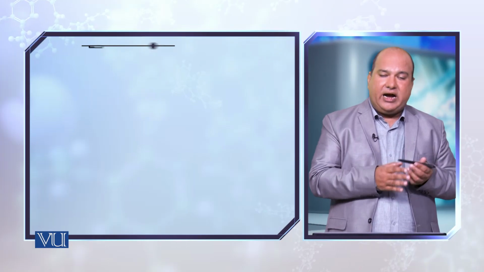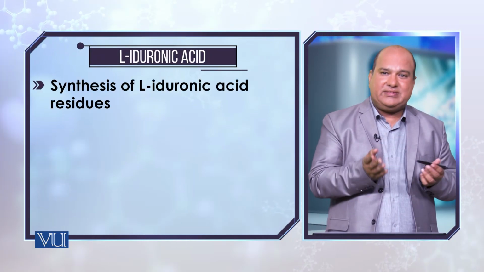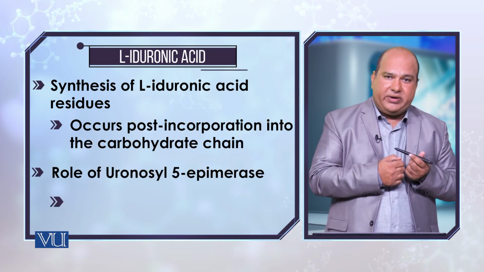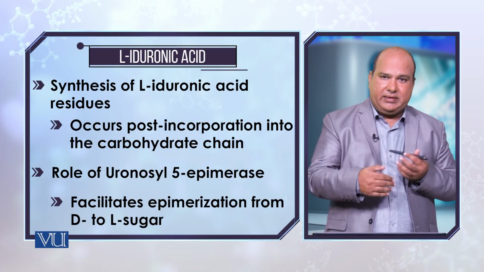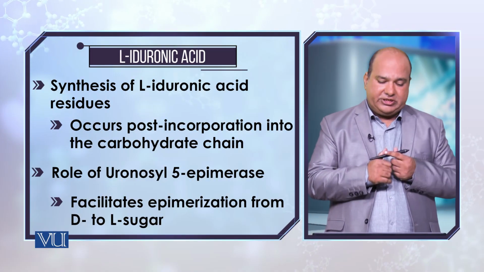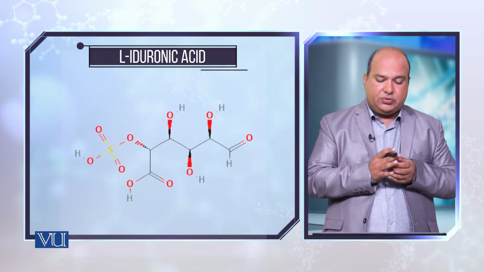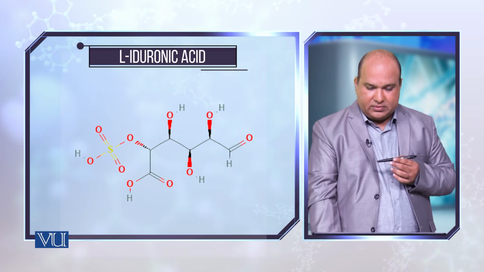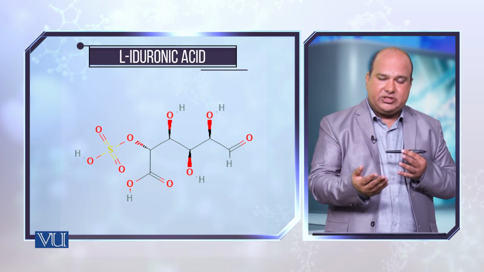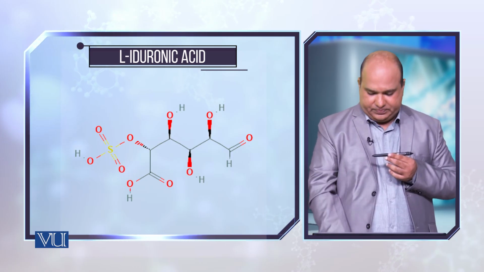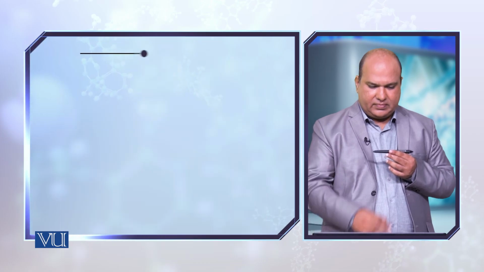Similarly, in addition to the glucuronic acid, there is also hyaluronic acid, the second sugar moiety which is acidic in nature. This also is incorporated into the GAGs by getting incorporated into the elongated chain. It facilitates the epimerization of D to L sugar. So, D to L sugar epimerization occurs under the enzyme uronosyl 5 epimerase.